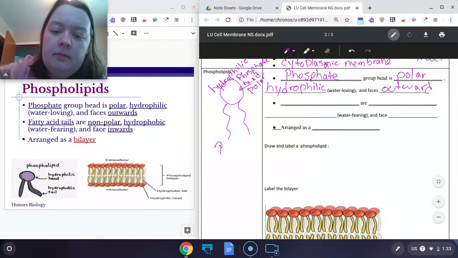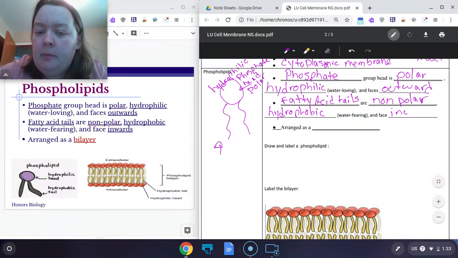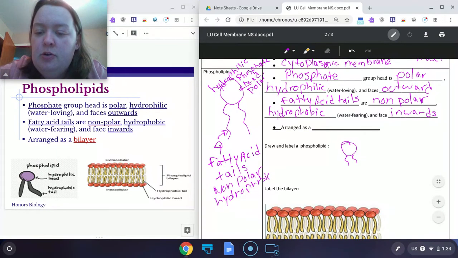On the other side here, we have fatty acid tails. They are non-polar, meaning they do not have any type of charge. Therefore, they are hydrophobic, meaning they hate water. They want to stay away from water. Therefore, in the cell membrane, they face inwards. So if I was finishing up this labeling here, these guys are made of fatty acid. They are tails. They are non-polar, and they are hydrophobic. So that's my drawing of my phospholipid and all the labels.